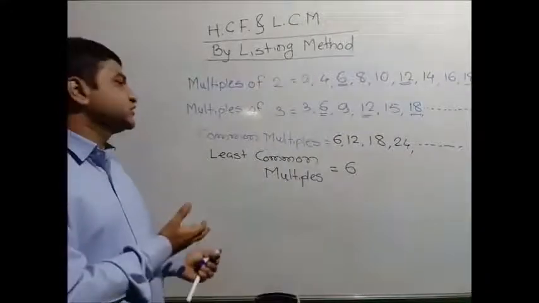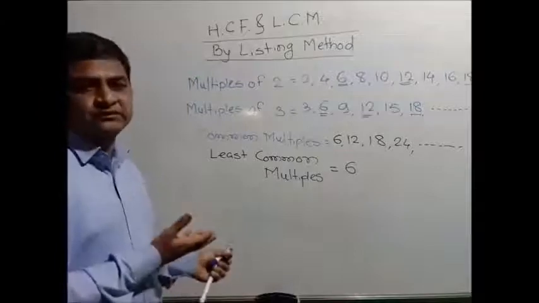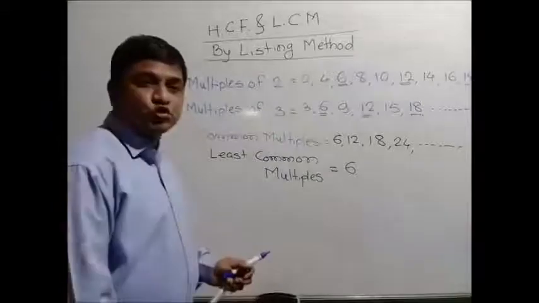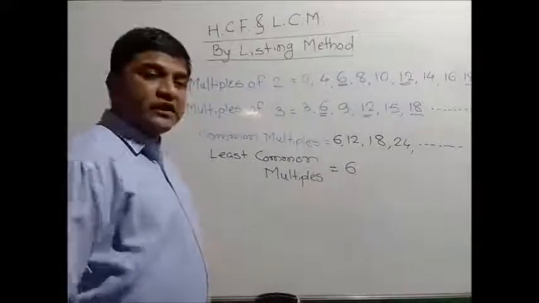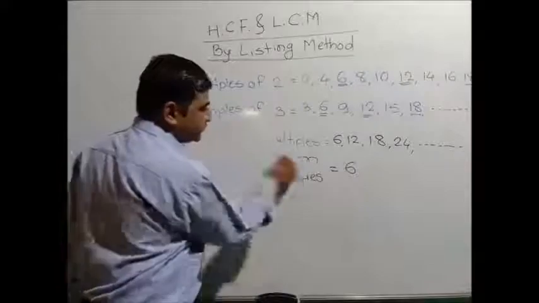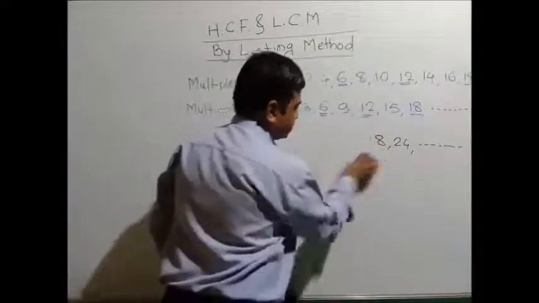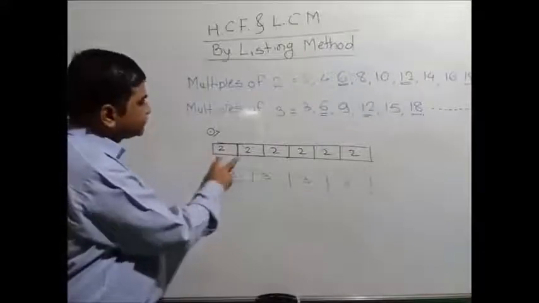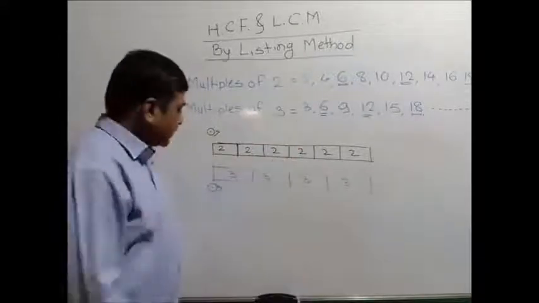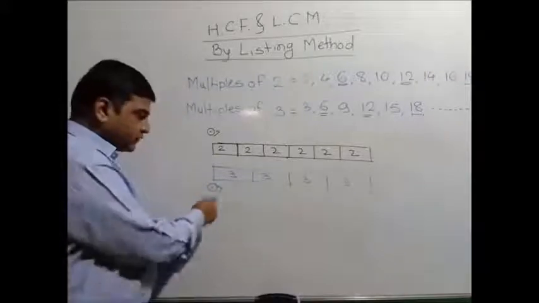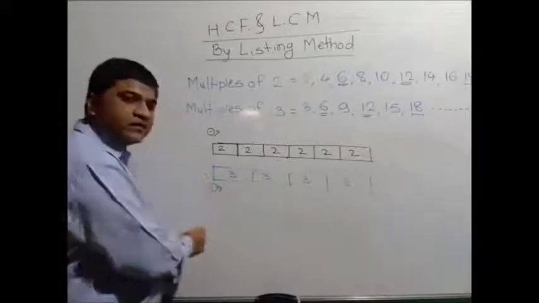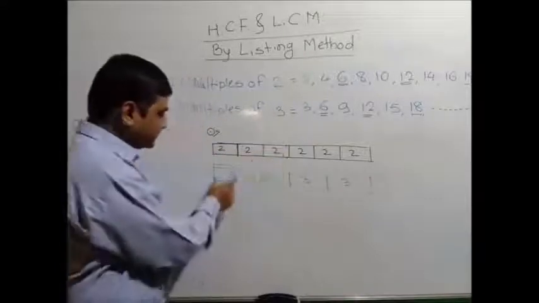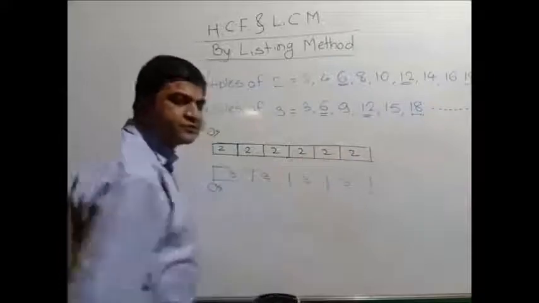Now what is the use of this least common multiple? Well, I am giving one example. Suppose there are 2 bells. I will draw the figure and then explain about it. There is one bell, bell number 1, which rings every 2 hours, and there is one more bell, bell number 2, which rings every 3 hours.